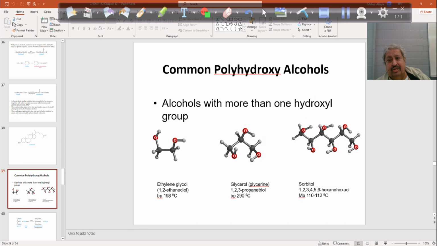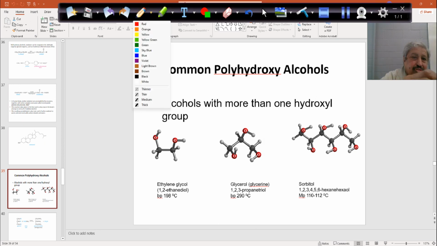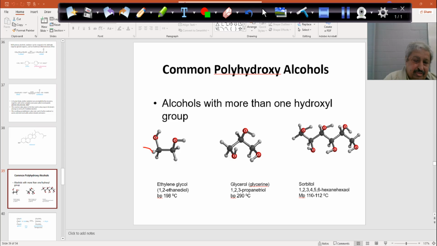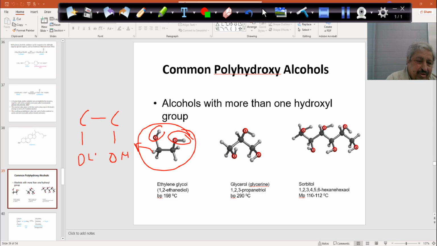Now here are the polyhydroxy alcohols. Those are very important, and you tell me what's the usage of them, please. So this is an alcohol here. It's not clear here, so I'll put the OHs down. I like to put them down.